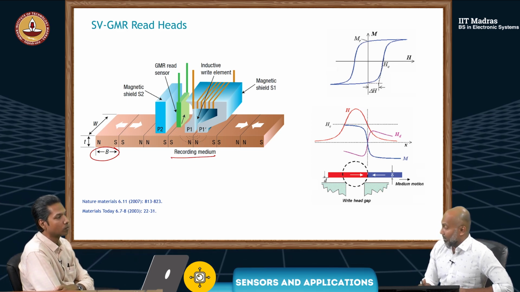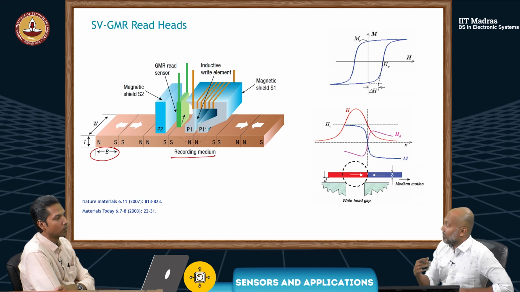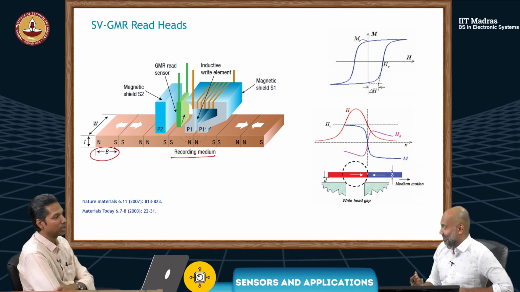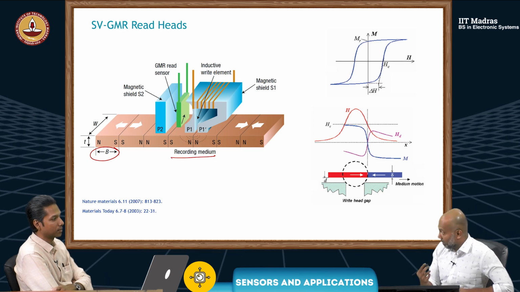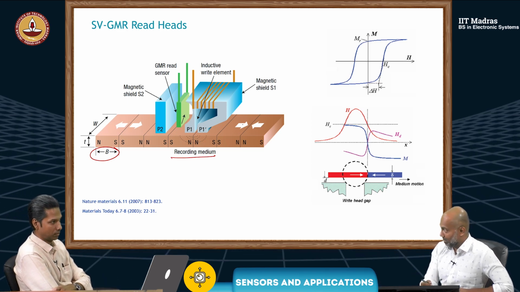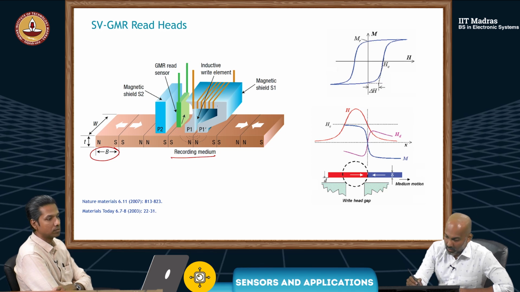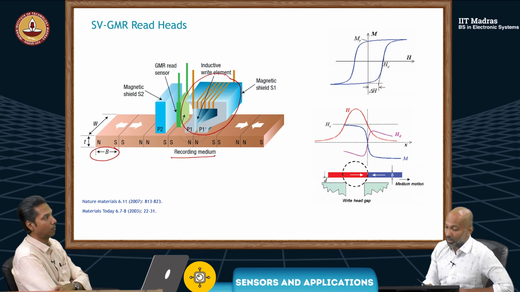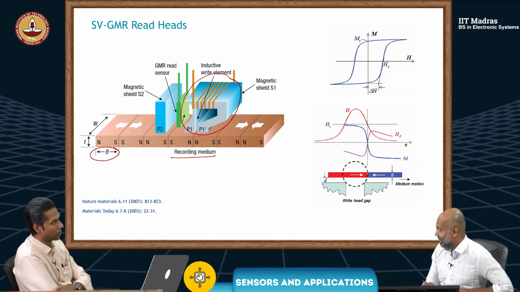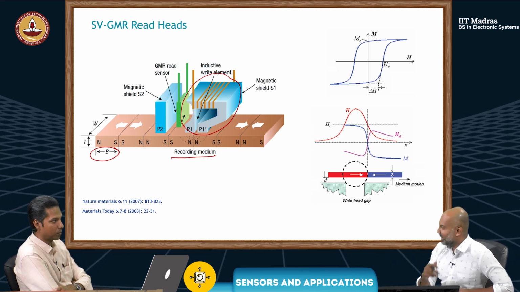What else do we have here? Now we are talking about magnetic read and write. There should be some way to write. How do we write it? You have to somehow magnetize it, so we need to change these directions. That's where this inductive write element comes into the picture. We did inductive sensors before, so students should find this very easy.